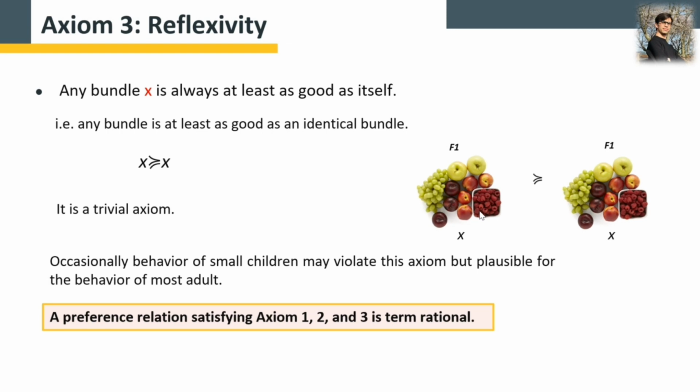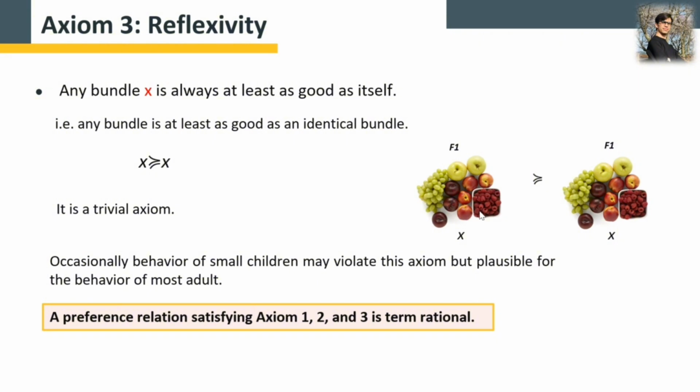Because mostly small children, even they rank two exactly identical bundles. If you have two similar apples and you ask them which one they like, they will not say they are indifferent. If you give one of the apples to them, they will say, no, I don't want this, I want another one. Although they are identical, they still prefer one to the other. But this axiom can be plausible for the behavior of most adults.